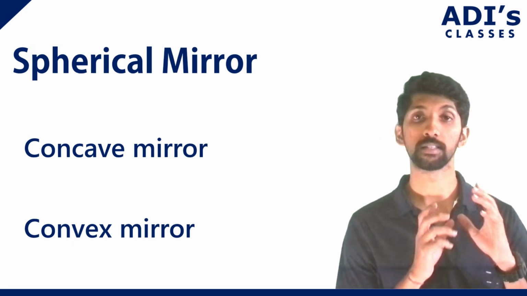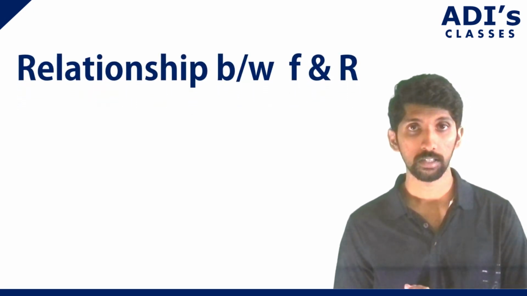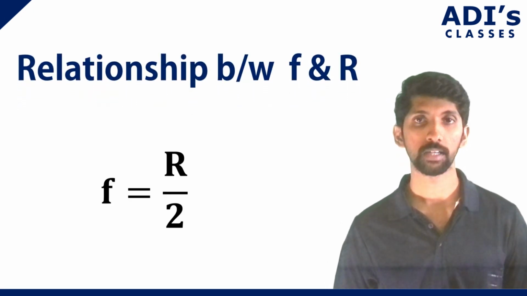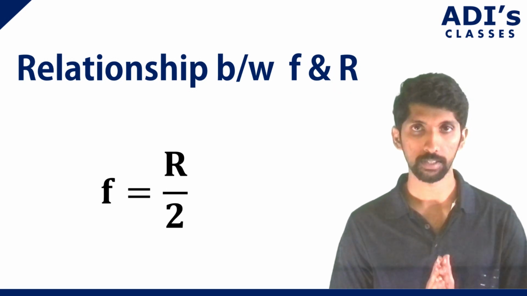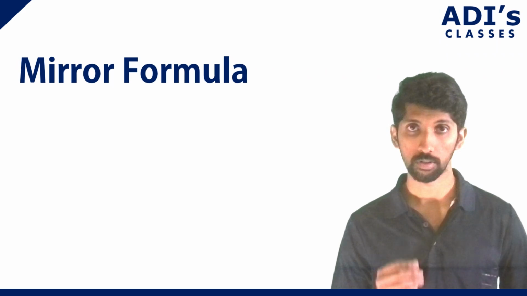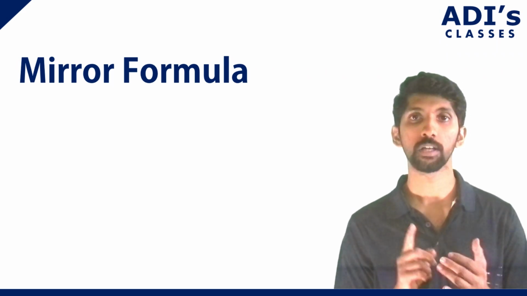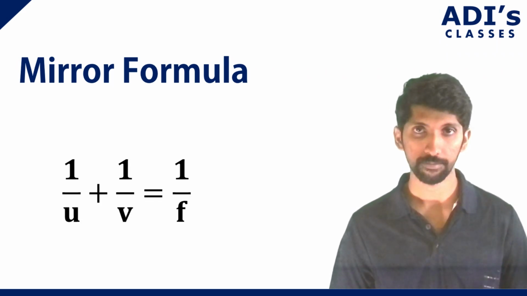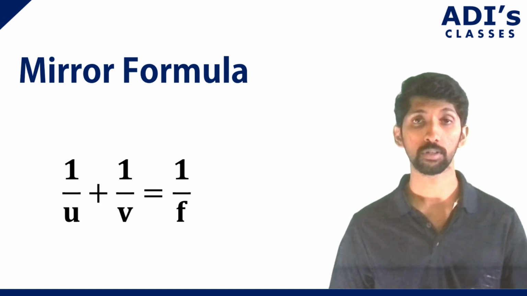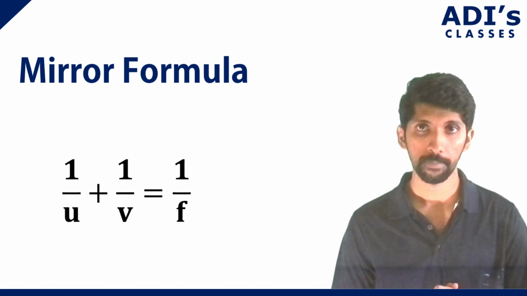Then we started with the relation between F and R, right? So we always have F is equal to R by 2, irrespective of whether it's a concave or a convex mirror, right? Then we moved on to mirror formula. The mirror formula was the relation between U, V and F, right? So we have 1 by U plus 1 by V is equal to 1 by F. That was the mirror formula, right?